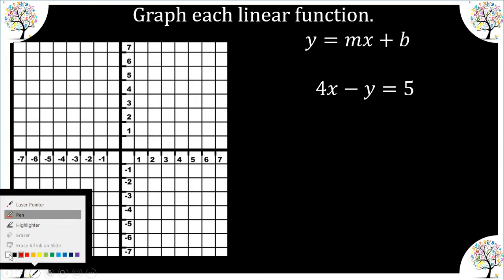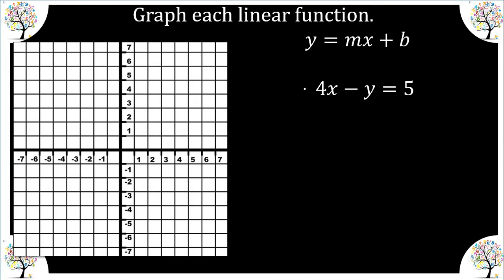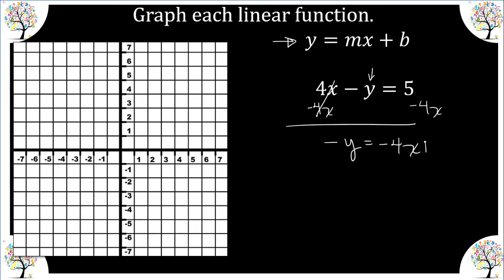Okay, in this example, our equation 4x minus y equals 5 is not in slope-intercept form. So we are going to solve for y and make it look like y equals mx plus b. So we're solving for y. We're going to subtract 4x from both sides. We're going to bring down negative 1y equals, and I'm going to put my linear term first and then the constant. We're now going to divide each term by the negative 1, and we have y equals 4x minus 5. So our starting point is going to be 0, negative 5.